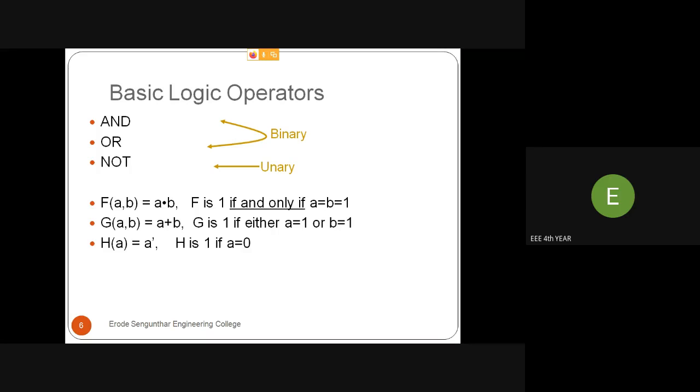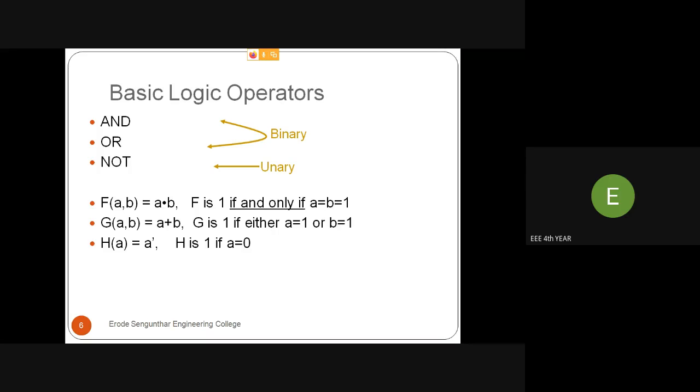Basic logic operations. Next slide. The basic logic or binary operators are the AND operator, the OR operator, and the NOT operator. In that, AND and OR are called binary operators. NOT is called a unary operator because it is a single complementer.